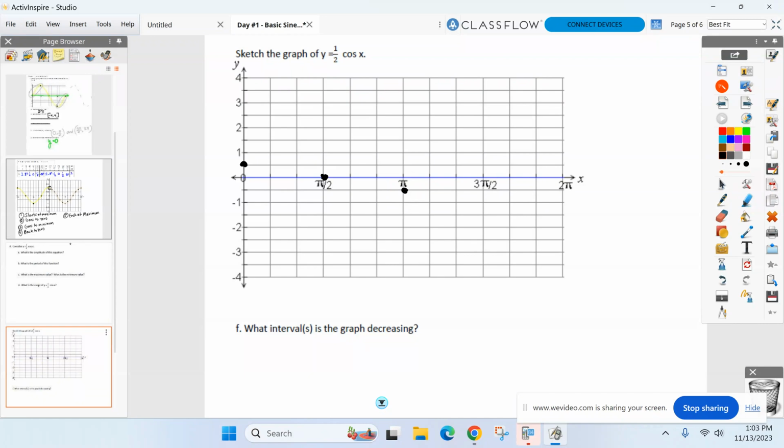Then travels back to 0. And cosine ends at its maximum, which in this case is 1/2. So just make sure you're graphing 1/2 and not 1 at the min and maxes. And here is this curve.